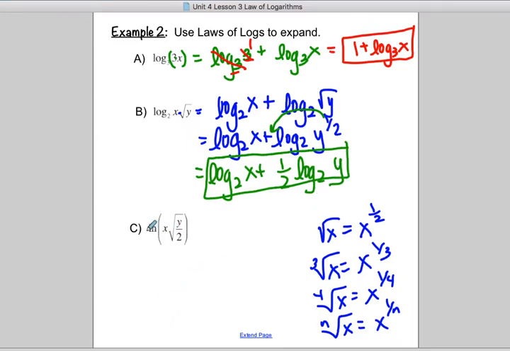All right. This next one, ln's. ln's are expandable the exact same way that logs are. I'm just going to quickly move this on to the next slide.